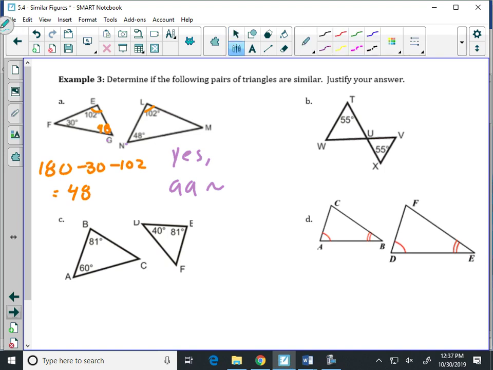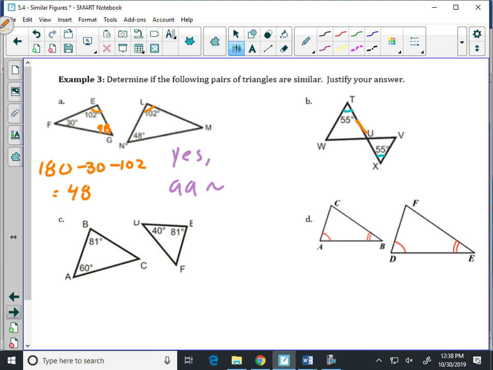So take a look at B. Well, I know T and X are the same. But they really didn't give me any other information to find the measures of the other angles. But looking at the diagram, did we see two angles that are the same? Yeah, what two angles are the same? How do we name angles? We know T and X are the same. Which one? U. In both triangles, right?